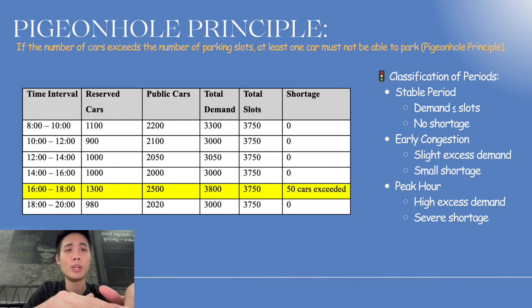Between 4 p.m. and 6 p.m., an early congestion period appears. During this time, 1,300 reserved cars and 2,500 public cars arrive, bringing total demand to 3,800 cars. Since this exceeds capacity by 50 cars, the principle guarantees that at least 50 cars cannot find parking. After 6 p.m., demand drops to 3,000 cars, well below capacity. This indicates that congestion is temporary and mainly concentrated in the late afternoon. This analysis shows that the parking shortage occurs only when demand exceeds supply, which directly demonstrates the pigeonhole principle in a real-world setting.